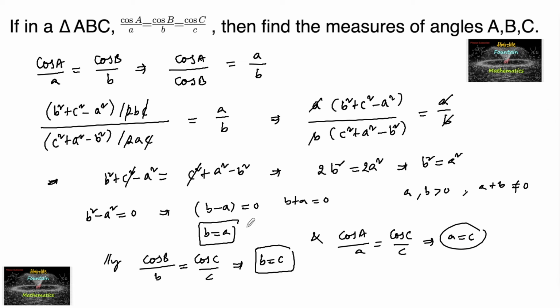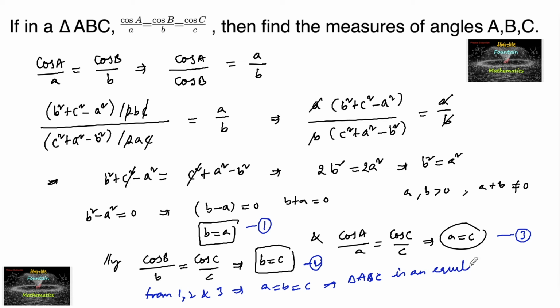So from the first, b is equal to a, and the second, b is equal to c, and the third, a is equal to c. We can conclude from 1, 2 and 3 that a is equal to b is equal to c, all the three sides are equal. So the triangle ABC is an equilateral triangle. Therefore, angle A, angle B and angle C, all the angles are equal to 60 degrees.